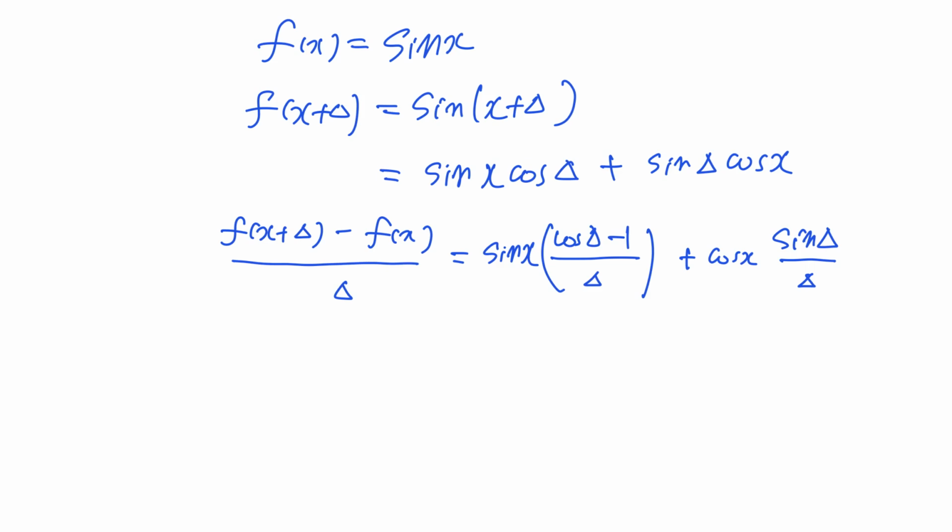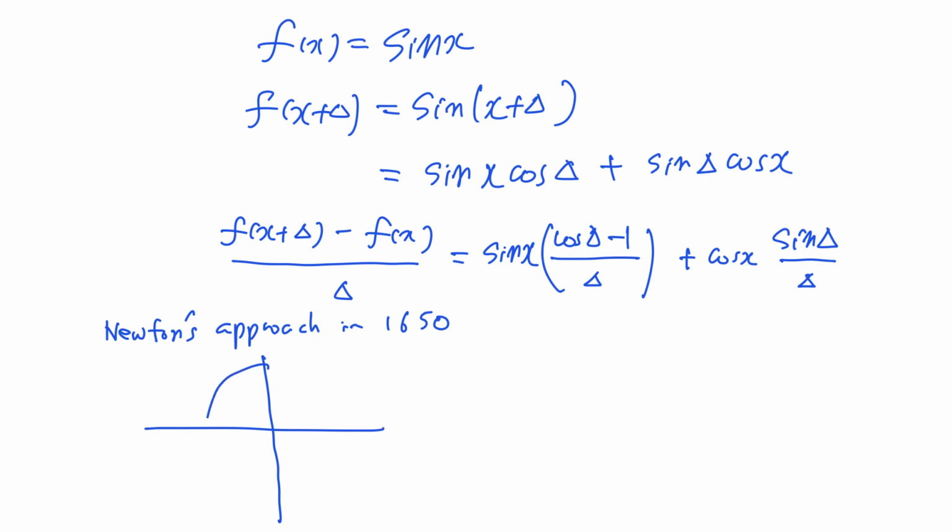So we need to find out what sin delta is for small delta, right? I'm just trying to follow what Newton did in the 17th century. So it's Newton's approach. In 1650, you draw a unit circle with radius 1. So this is 1. Say this angle is delta. So what is this length?